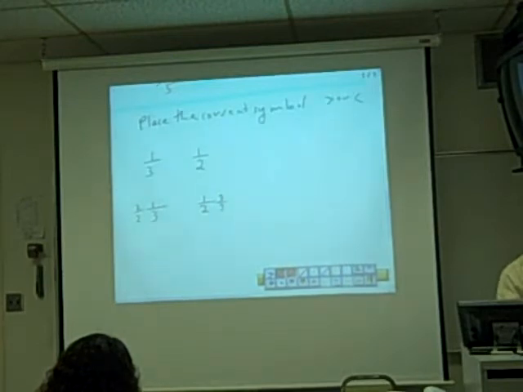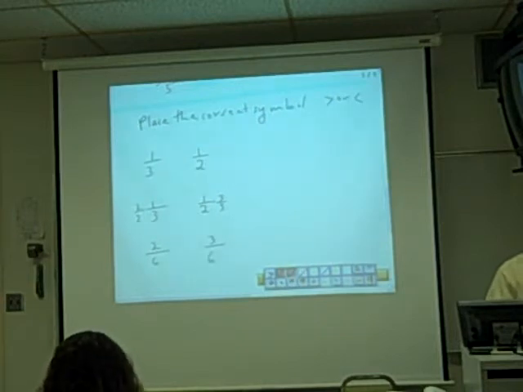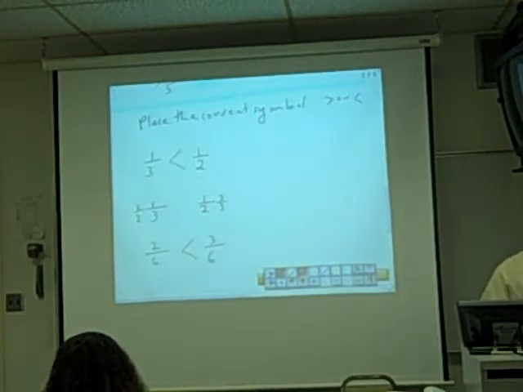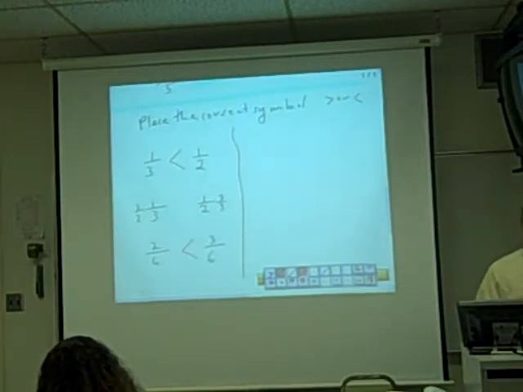So this would be 2 times 1 is 2, 2 times 3 is 6, and then here we would have 3 times 1 is 3, 2 times 3 is 6, and we can see that the 3/6 is larger than the 2/6. Okay, so you put the larger end of that inequality sign on, in this case, the 1/2 side. Okay, any questions with that?